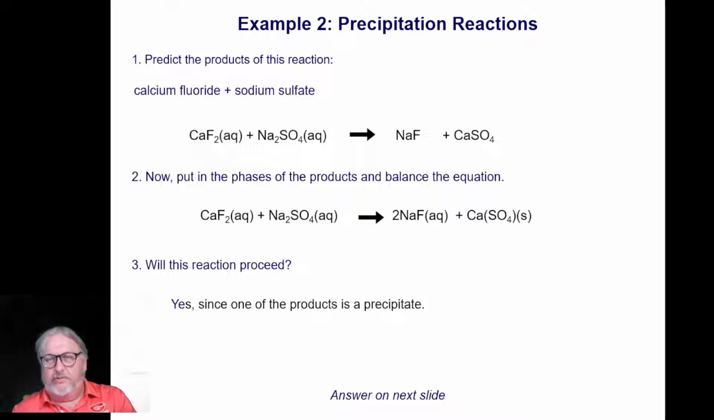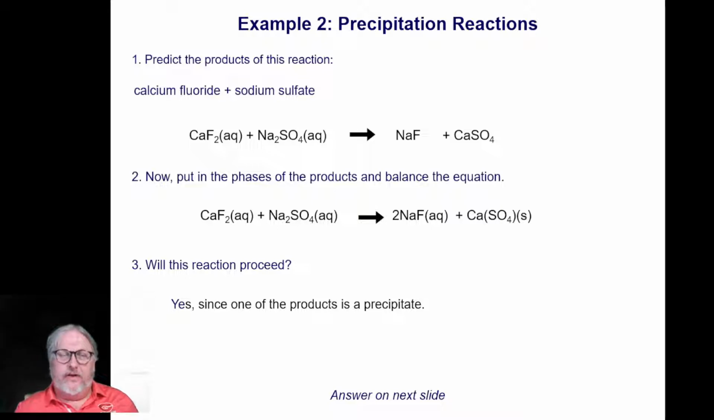So we do, and we see that sodium fluoride is aqueous because it's soluble, SNAP rules, NaCN, and calcium sulfate is insoluble. So it will precipitate out, it'll be a solid. So will the reaction proceed? Yes, yes it will, because one of the products is a precipitate.